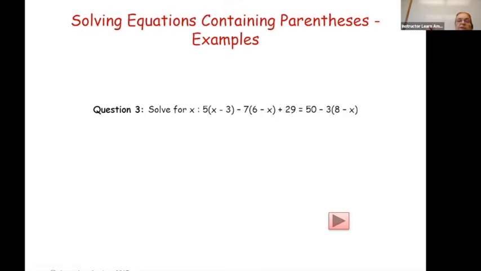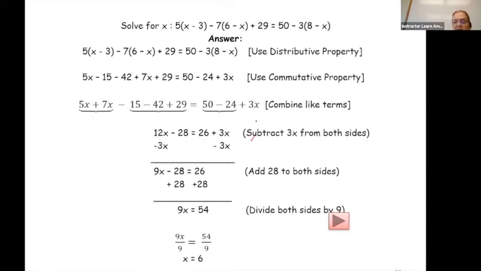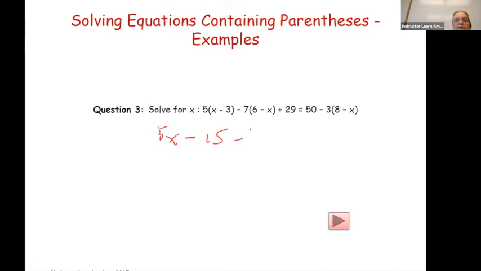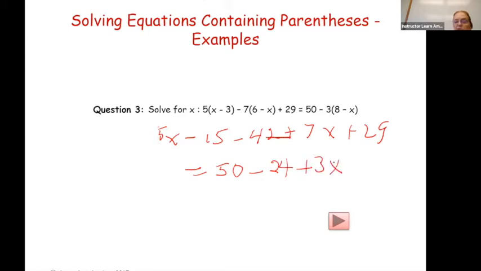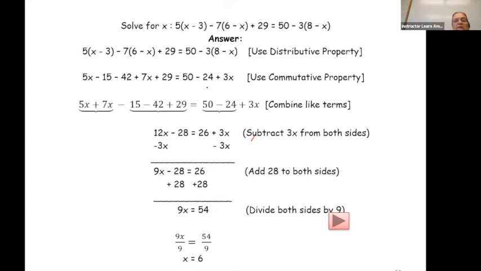Using the distributive property, 5 times x minus 3, we're going to have 5x minus 15, minus 42, plus 7x, plus 29, equals 50 minus, now we have the 3 times the 8 minus x has to distribute, so that's minus 24 plus 3x. So moving along, here's the result that we got from our distribution.